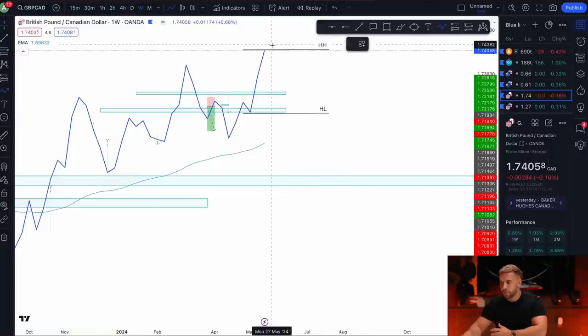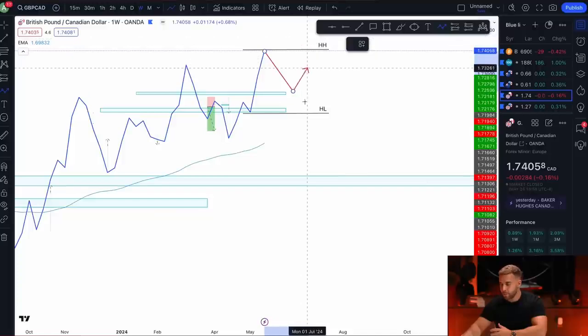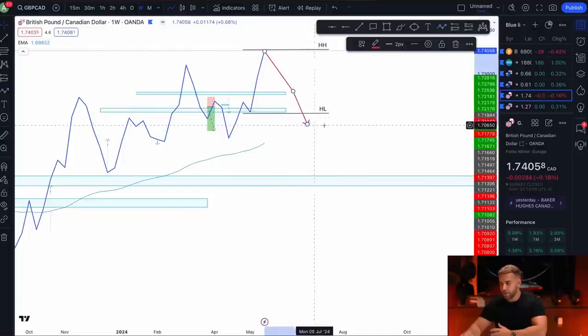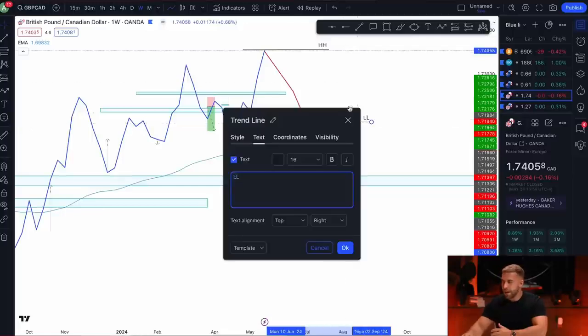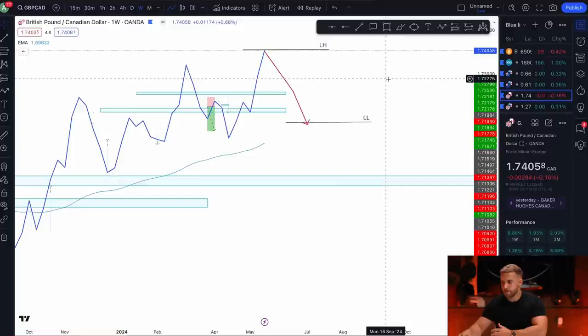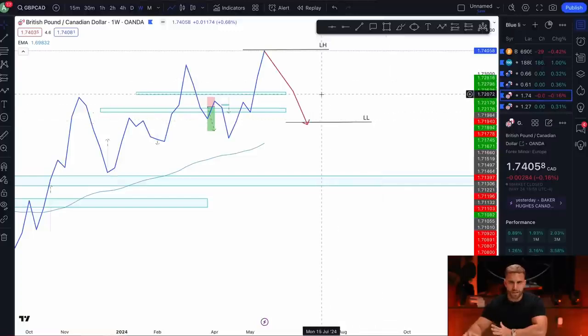What we would do is anticipate for this to have a pullback in order for this to head to the upside. If this market decides to now break this higher low, now this market will be bearish, and then this will be the lower low, and then this would be the lower high. This is very simple and happens every single day in the markets across every single time frame.